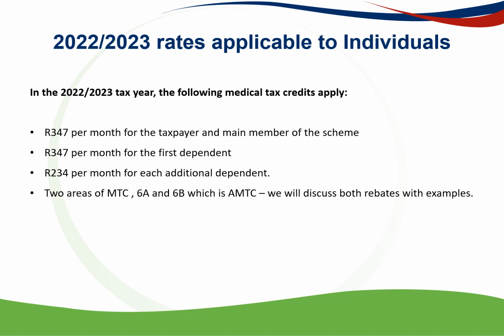Remember, these rates are per month. Each additional dependent also means there's no limit on that. You could have 10 registered dependents on a medical aid scheme, for example. Two areas that we're going to discuss with medical tax credits are Section 6A and Section 6B, which is the additional medical tax credit. We will discuss this with examples.